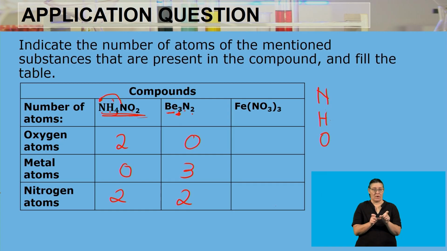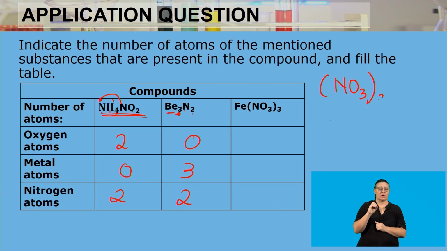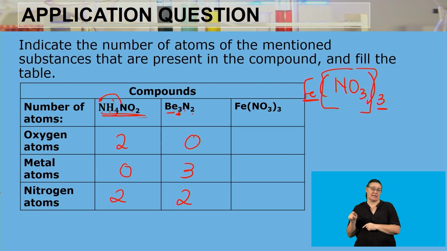Our last compound, Fe(NO3)3, with the 3 outside the bracket. To explain what is happening in the bracket, we have NO3, and then the 3 outside the bracket. There's an Fe here, so that simply means we only have 1 atom of iron. Whereas anything in the bracket needs to be multiplied by this 3, which means we're going to have 3 nitrogens. With regards to the oxygen, already in the bracket we have 3, so that 3 multiplied by the 3 outside the bracket gives us 9. So therefore we will have 9 oxygens.